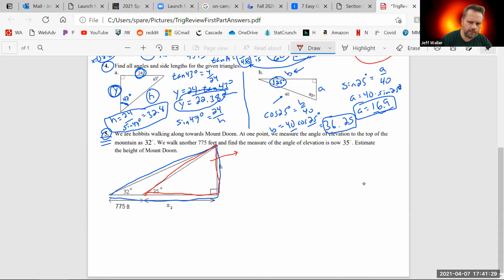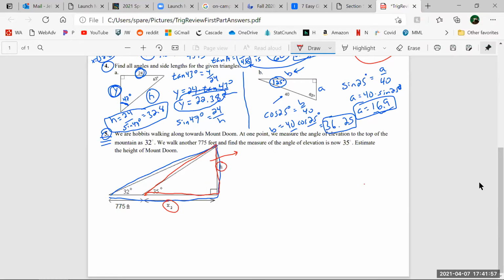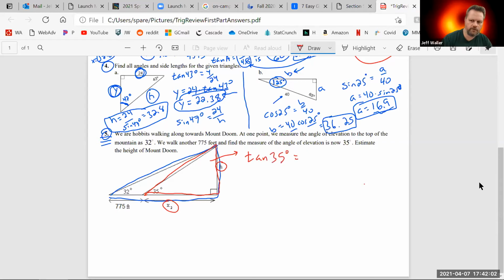So considering that I know something about this side and I want to know something about that side, what trig function? I'm going to call on somebody and then I'll find out you're not really here and then that'll suck. Oh, I love you guys so much. Which trig function relates those two sides? Somebody. Tangent. Yeah, all right. So tangent of 35 degrees.